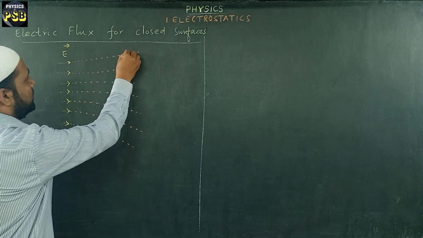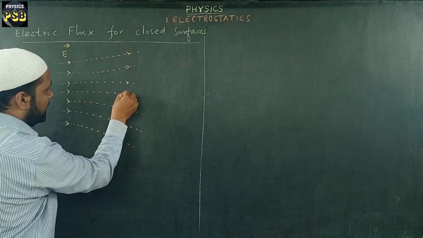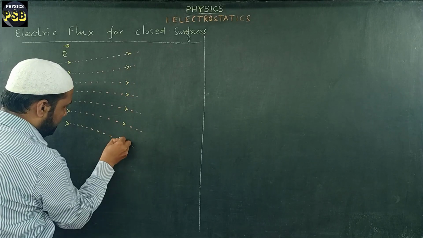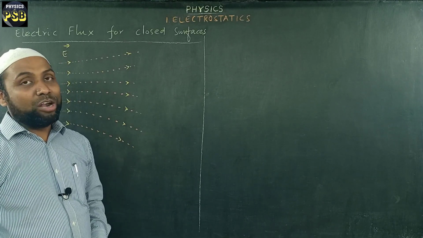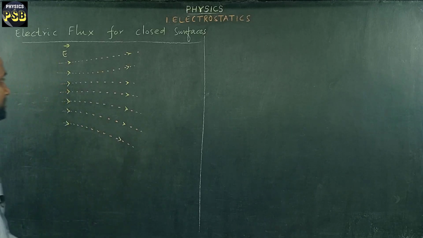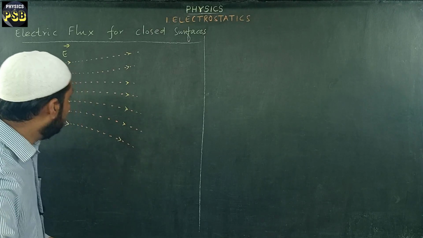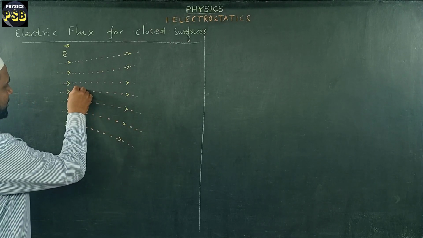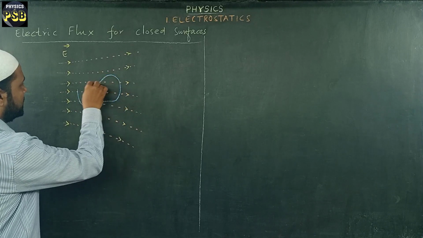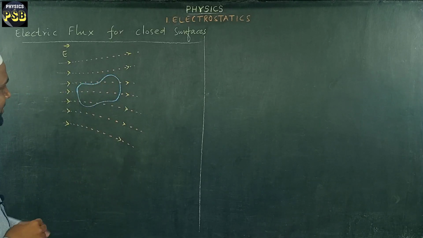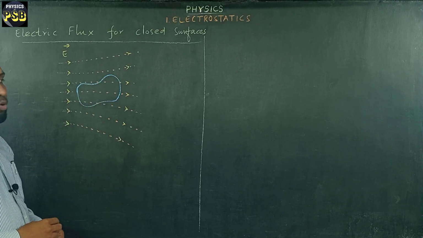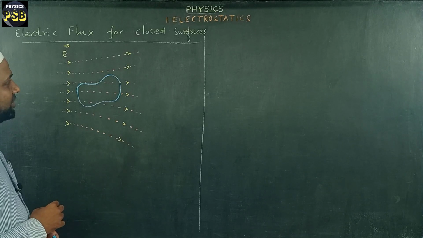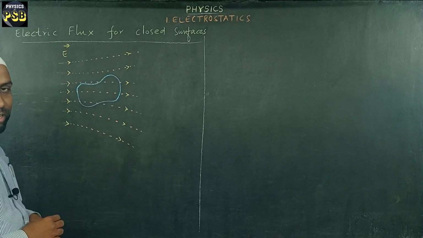If it is so, you may find the direction varies at this point. This clearly shows that the electric field is non-uniform in nature. In one such non-uniform electric field, I take a closed surface. This closed surface is taken. What will be the electric flux in this closed surface?